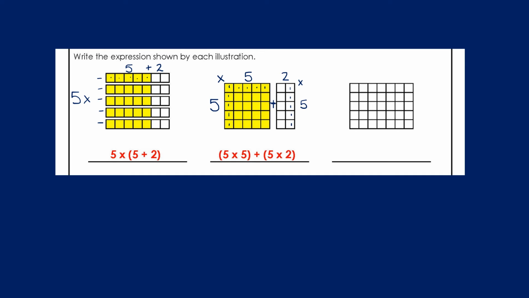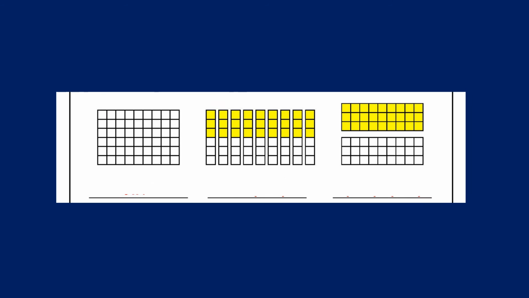The last example is just one array. It's 5 tall and 7 wide. So my expression would just be 5 times 7. In our next example, we only have one array, 6 tall and 9 wide. To figure out how many squares we'd have, we do 6 times 9 for our expression.